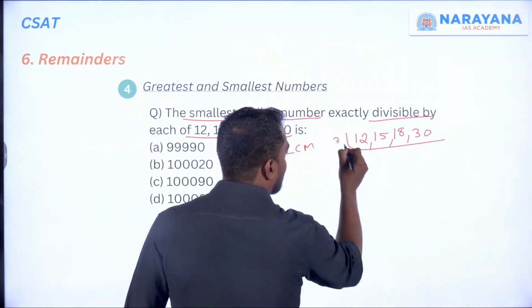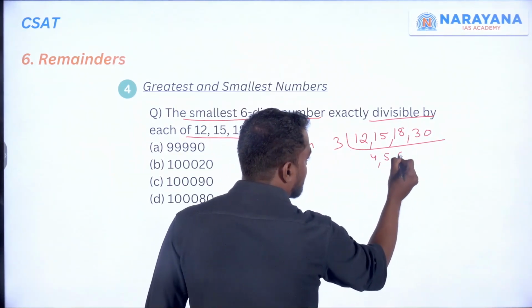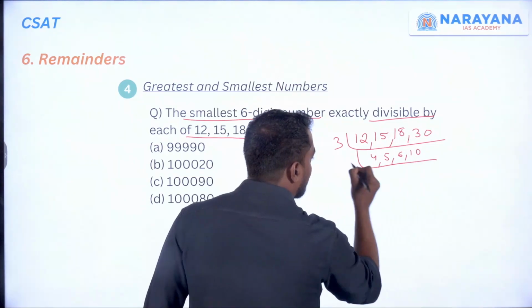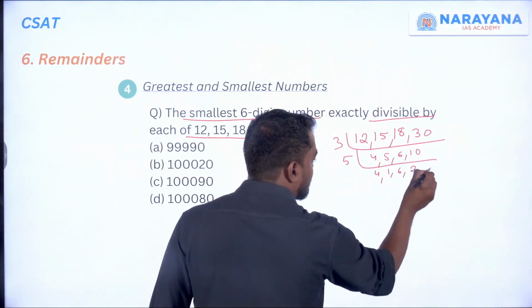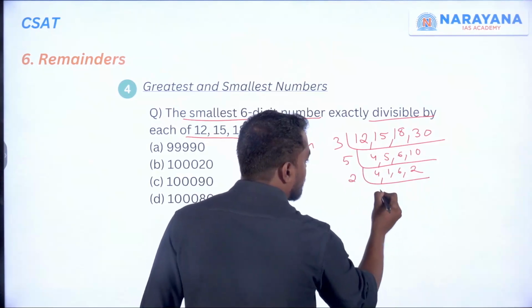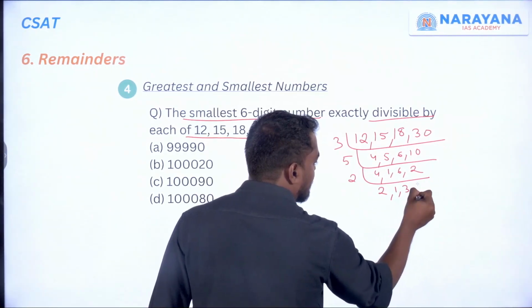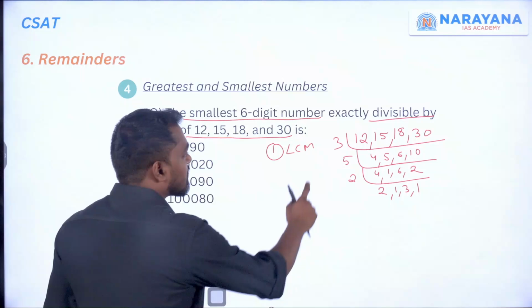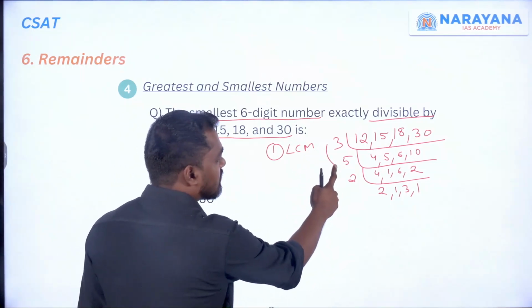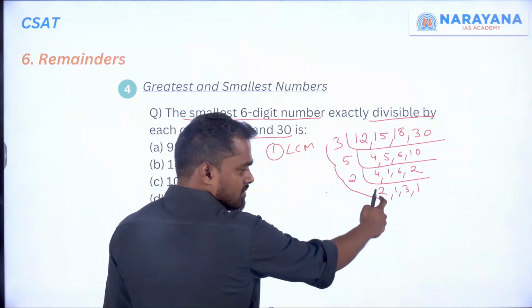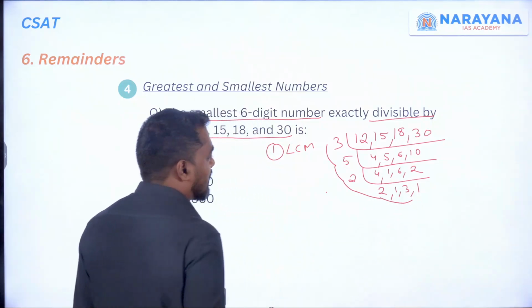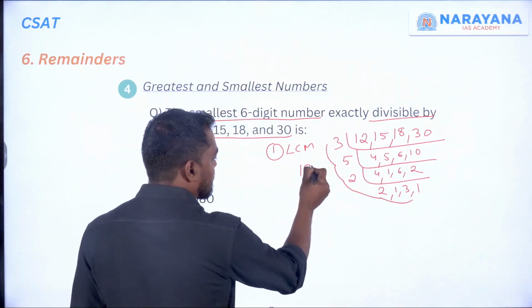So you can use 3: 3 4s are 12, 3 5s are 15, 3 6s are 18, 3 10s are 30. And if you use 5, 5 1s are 5, 6s, 2s. If you use 2, 2 2s are 4, 2 1s are 2, 3s, 2s, 3, 1s. Right? 5 3s are 15, 15 2s are 30, 30 2s are 60, 6 3s are 180. So what is the LCM? 180.